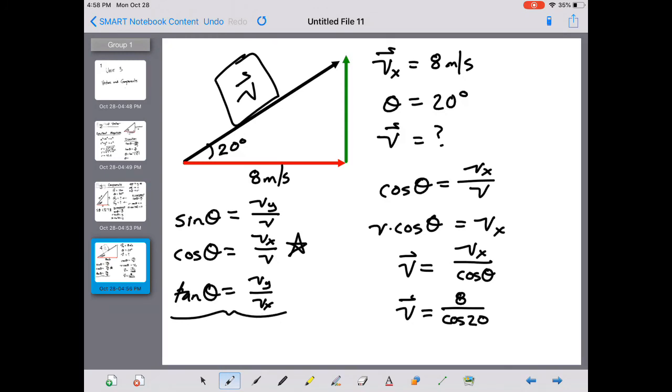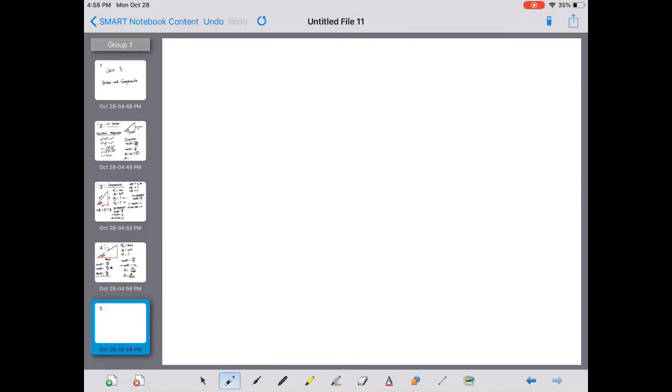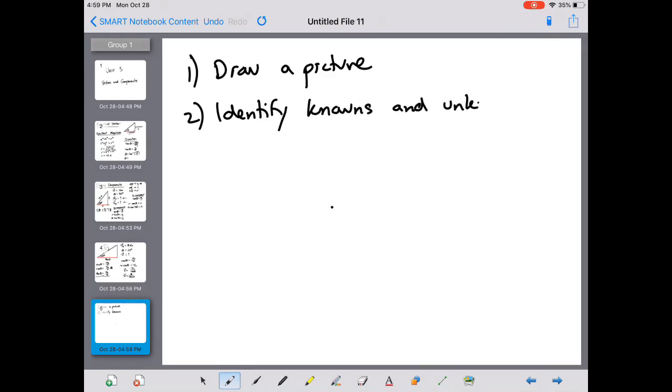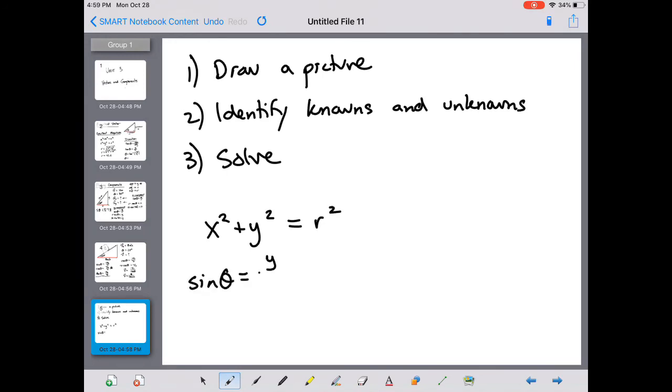All right? So that's a quick video about how to work with vector components. You're just going to be applying those basic steps. What you guys need to be doing is first, draw a picture. 2, identify knowns and unknowns. 3, solve. Your main things you're going to use here are x squared plus y squared is equal to r squared, and then sine of theta is equal to y over r, cosine of theta is equal to x over r, and tangent of theta is equal to y over x. All of these problems are going to boil down to some variation of those.